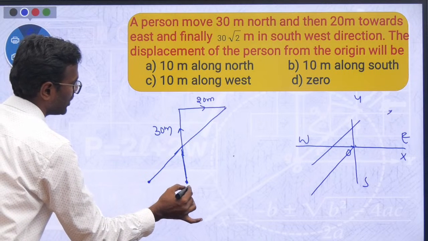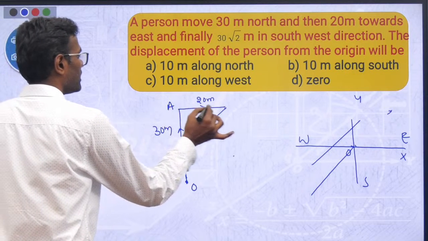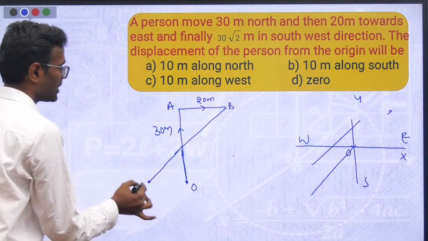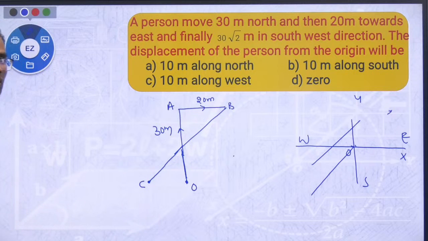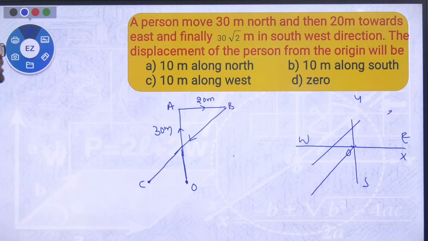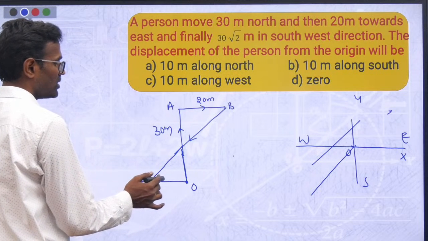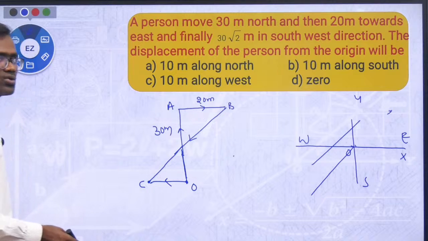Yeah, this is the starting point. Let me write O. This point is A, this point is B, this point is C. So what is being asked, beta? The displacement of the person from the origin. So this is the final position and this is the displacement. OC is equal to how much?